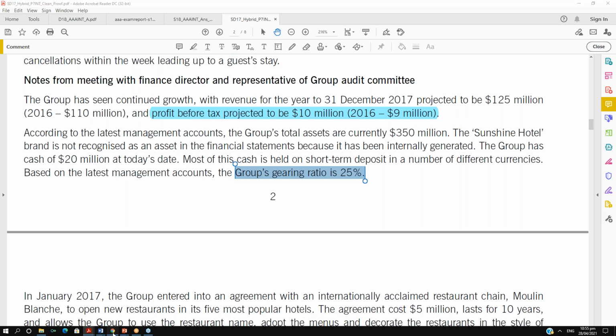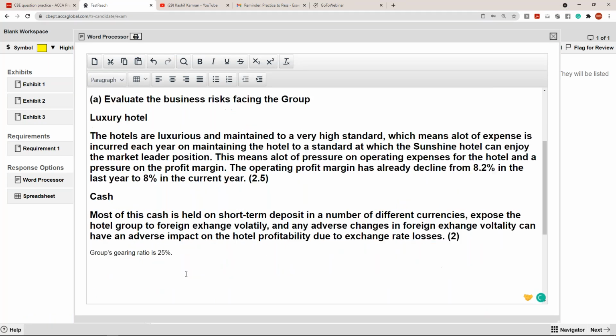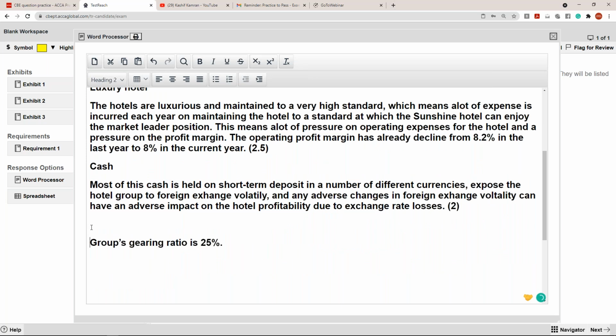Let's take that back to my word processor. And in the word processor, let me increase the font size to heading 2. Gearing. The group gearing is 25%, but this will increase in future as the hotel group plans to invest in new hotels over the next 3 years.